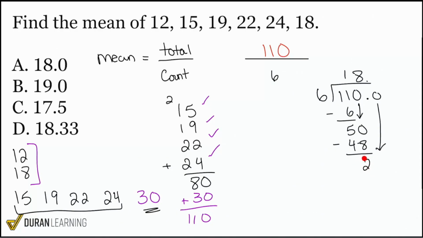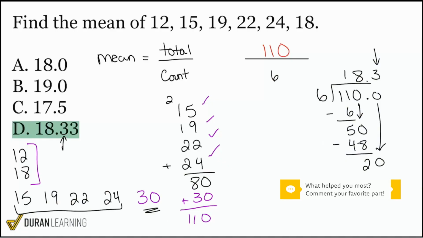There is a remainder. If we continue, we'll see that 6 goes into 20 3 times, and there's that 3 that we see right there. So we don't even need to continue. We don't even need to confirm that other 3. We know that the answer here is D, where 18.3 repeating, or 18.33, is going to be the mean of this set.